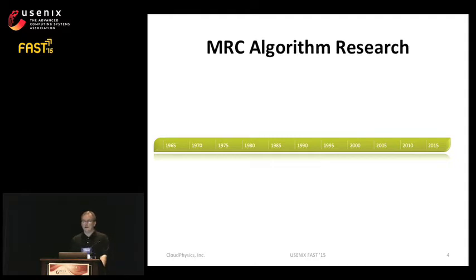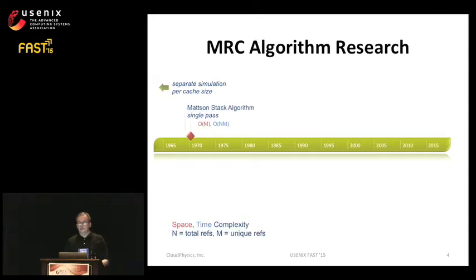To place our work in context, I'll use this timeline to highlight some key events in the 45-year-old history of MRC algorithm research, but please see our paper for a more comprehensive treatment of related work. Before the 1970s, cache modeling required running a separate experiment for each and every cache size. In 1970, Mattson's seminal paper introduced a single-pass algorithm that computes the whole curve in one shot for stack algorithms such as LRU. Unfortunately, the cost was still high.